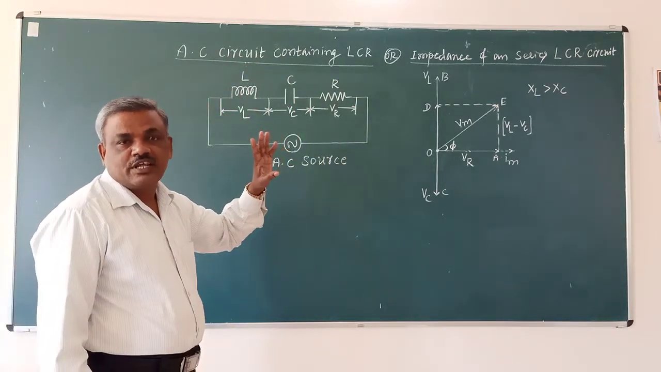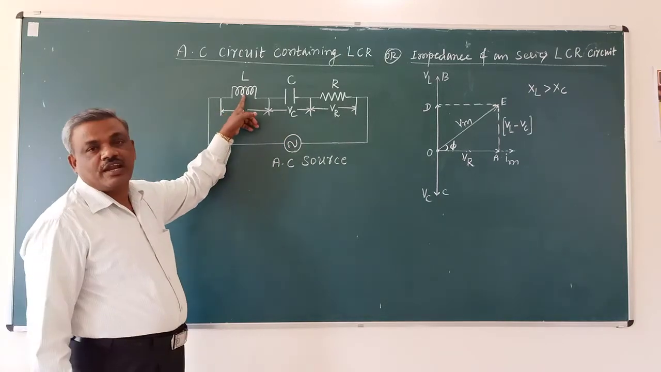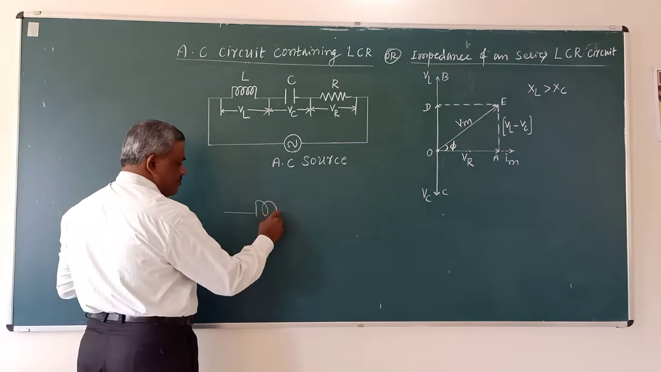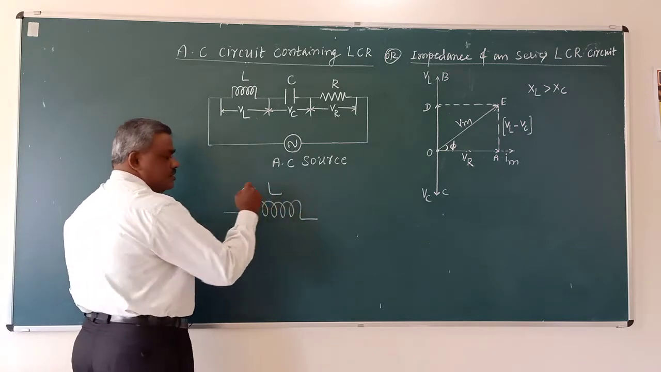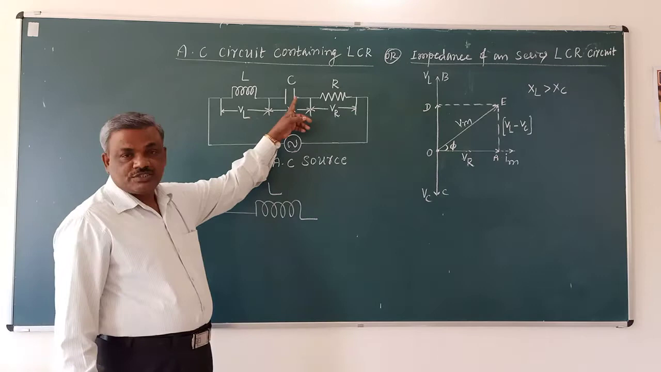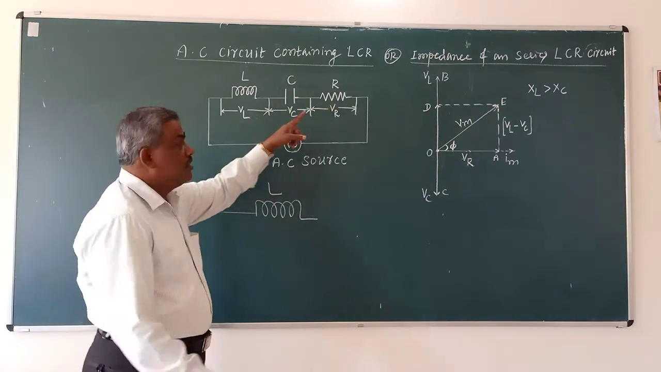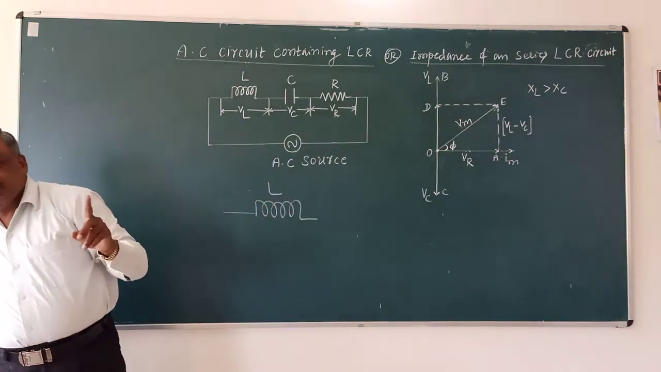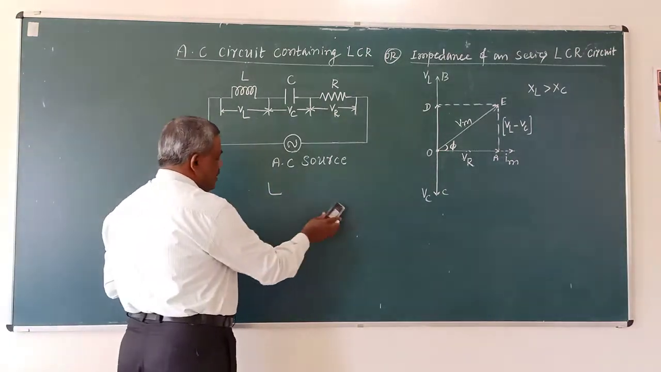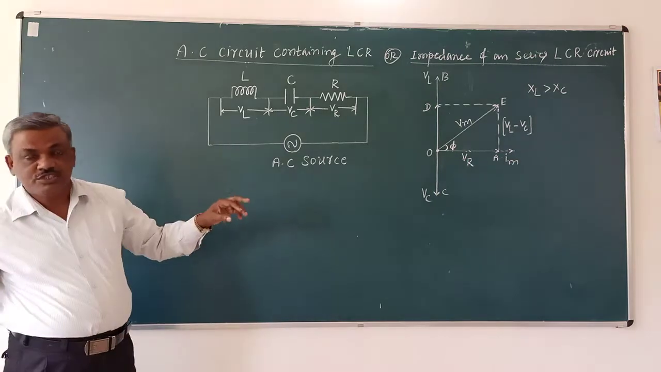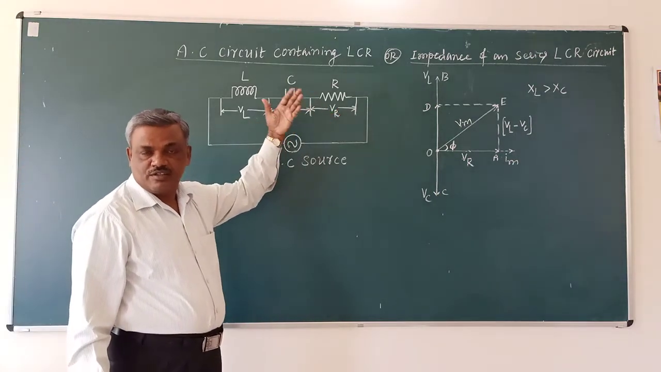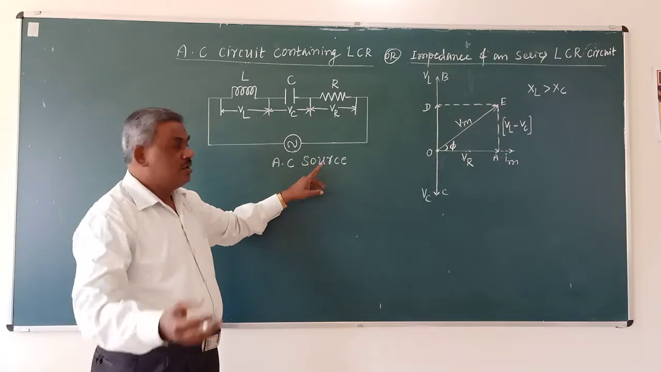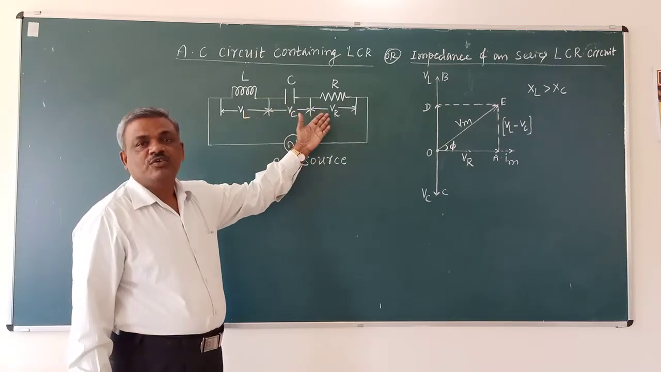So how to draw the circuit diagram? Friends, this is the inductor. L is the inductor, it's the inductor symbol. Then capacitor C and resistor R are connected one end to the other end. This combination is called series combination. Now inductor, capacitor and resistor are connected in series with an AC source, an alternating voltage applied to the LCR circuit.